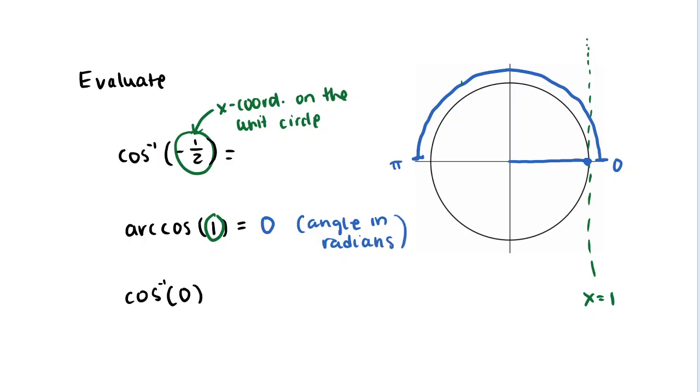Maybe I should use blue to highlight my answer above, 2 pi over 3. Again, this is an angle output from our cosine inverse function.